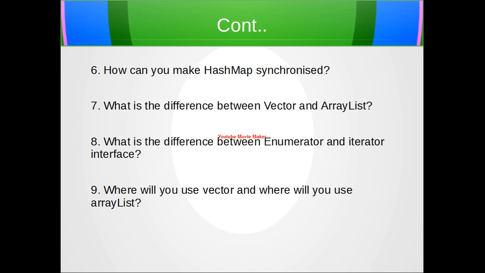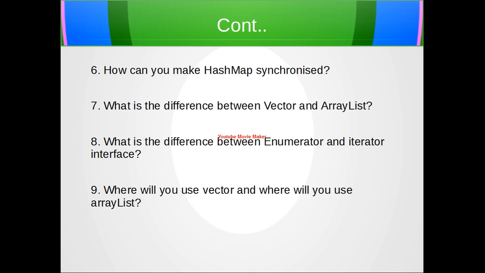So the next question is, how can you make a HashMap synchronized? This is a very basic question which is generally asked in many interviews. The answer is, a HashMap can be synchronized by saying Map m = Collections.synchronizedMap, passing the HashMap as a parameter. So basically Collections.synchronizedMap is used for this purpose.